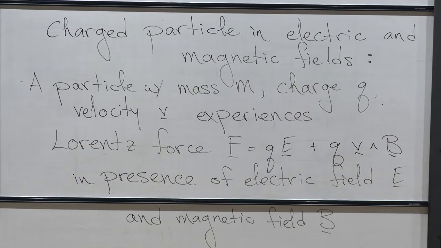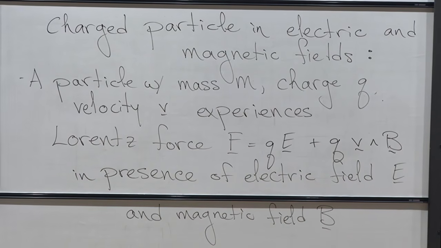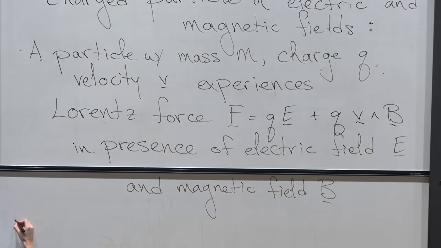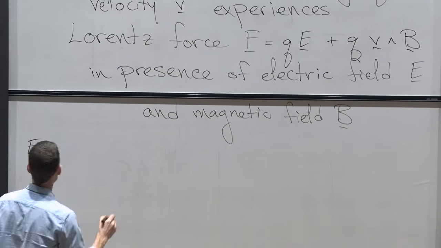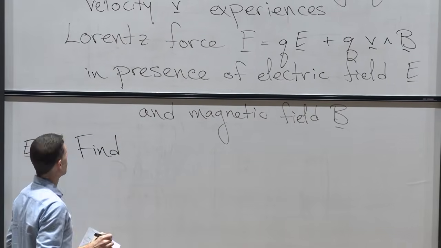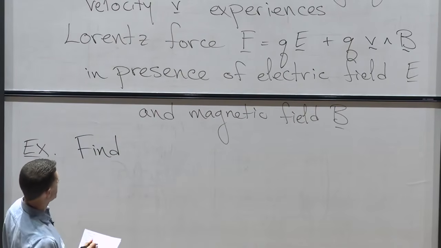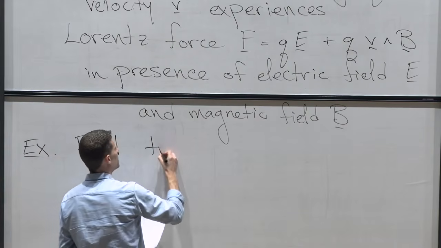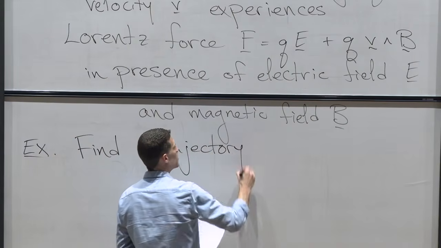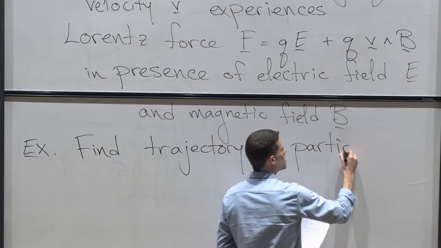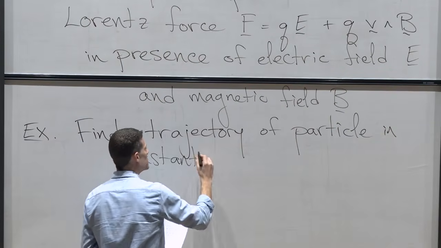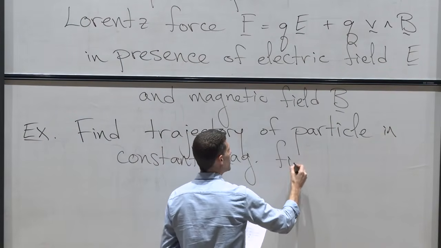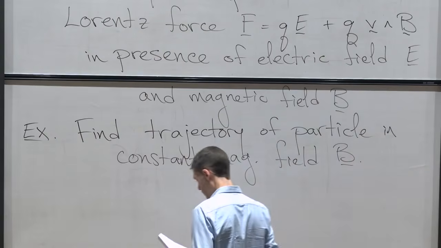And a slightly tricky one, because there's a v, which is the velocity of the particle, r dot, living inside the force, but inside a cross product. So that can make things tricky. We won't do very much with this, but let's do an example here, and there's another example in the problem sheet. So let's suppose we have a constant magnetic field, and I'm going to take things simple and say no electric field, and let's just find the trajectory of a particle in a constant magnetic field B.